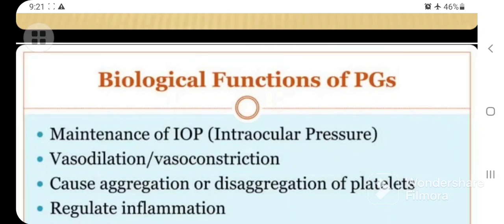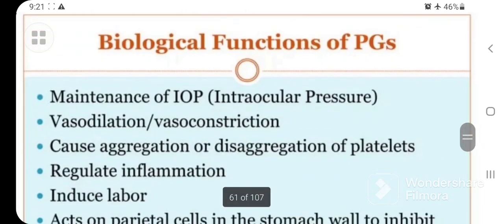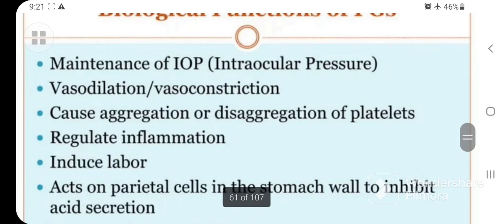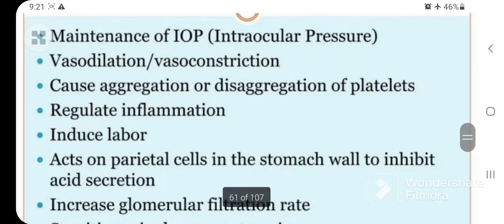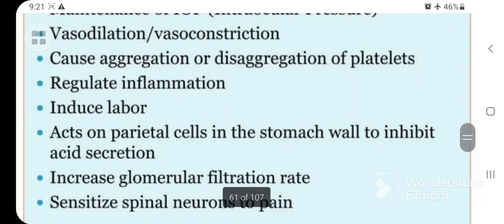It acts as a vasodilator. It helps to maintain hydration in the body. Clear? Then biological functions: maintenance of intraocular pressure, vasodilation or vasoconstriction, aggregation or disaggregation of platelets, regulation of inflammation, then induction of labor. In a pregnant mother, it helps to induce labor, meaning faster delivery.